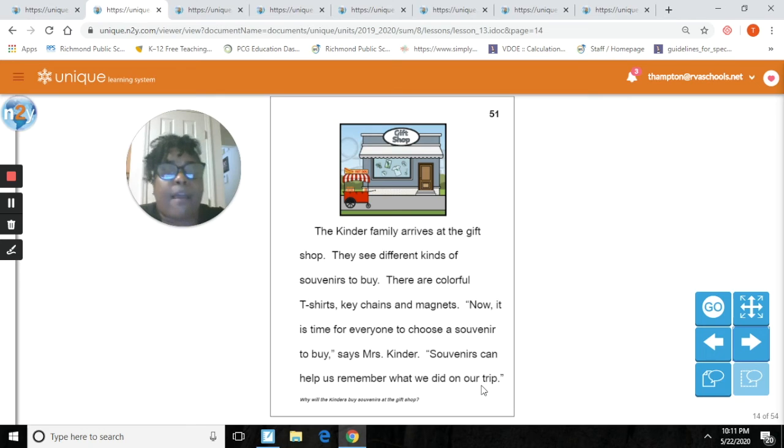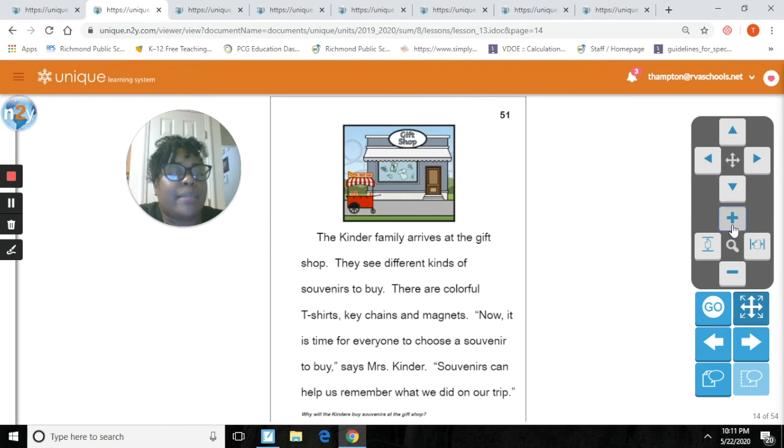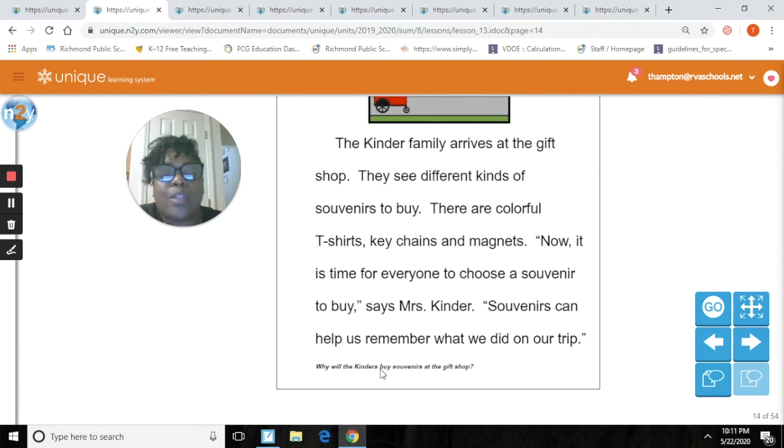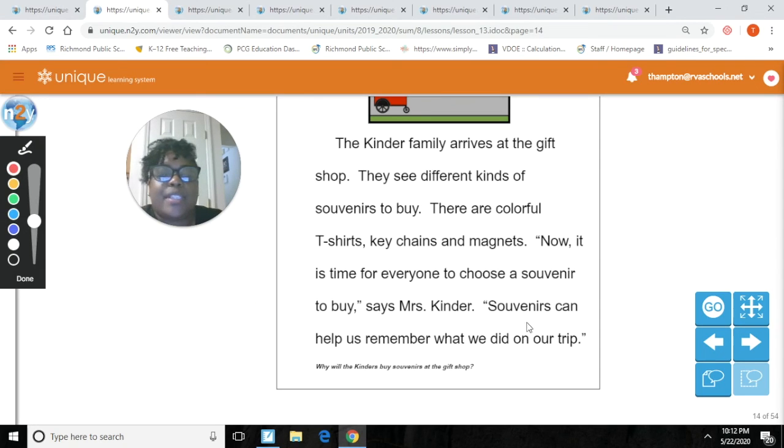Okay? All right. So let's make our focus statement here a little bit bigger at the bottom so we can see what it wants us to do. It says, why will the Kinders buy souvenirs at the gift shop? Now, did you say souvenirs can help us remember what we did on our trip?